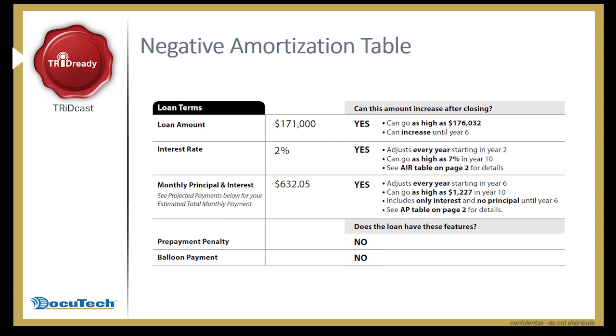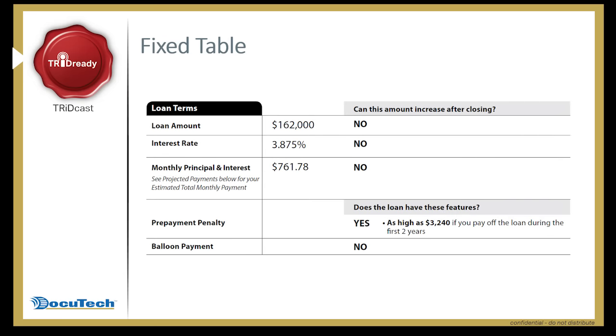You can also see a reference to the adjustable payments table on page 2 for more details. Okay, that wraps up the 3 sections where you have to disclose whether the amount can increase after closing. You're going to put no if none of these apply, or you're going to put yes and you're going to put these disclosures as required in the statute.